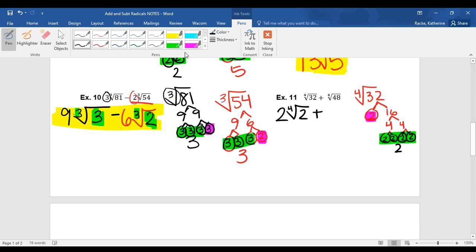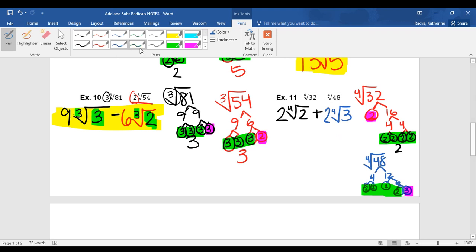Now I'm going to simplify the 4th root of 48. Factor tree it into 4 and 12. 12 is, let's do 6 and 2. 4 is 2 and 2. 6 is 2 and 3. Okay, looking for a group of 4. I have one right there, and I have 1 3 left over. Okay, so I am going to simplify it into 2 4th root of 3.